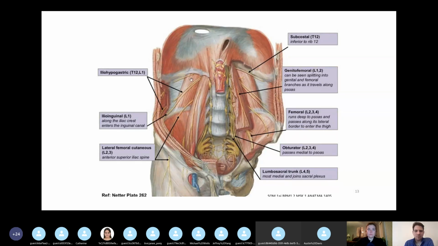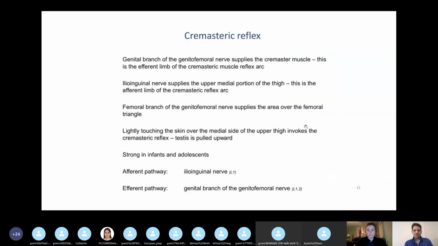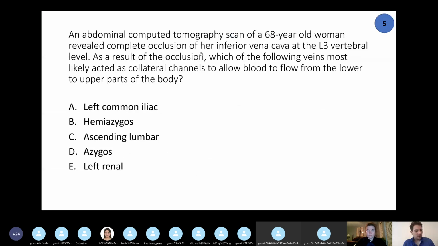nerve. So these landmarks are important, you know, that the iliohypogastric runs above the ilioinguinal, and they kind of wrap around the inguinal canal. And you could see here, the afferent or sensory pathway is going to be ilioinguinal, whereas the motor pathway, as I said, is the genital branch of the genitofemoral.